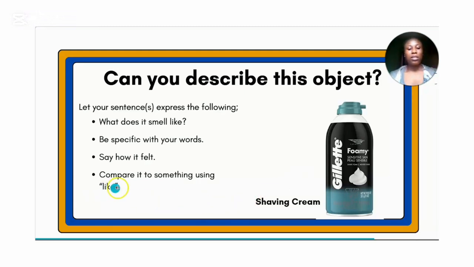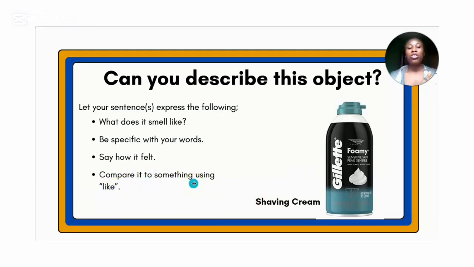The last one says, compare it to something using like, right? Which is simile. You can use simile. So you can compare it to something using like, you can say it smells like, or it feels like an old pillow. It smells like my grandma's soap. It smells like a butterfly. Just try to make your words come alive. All right. So that's what you're going to do for me.